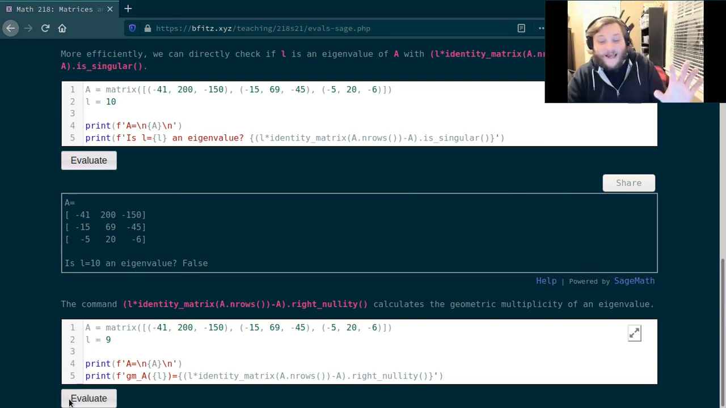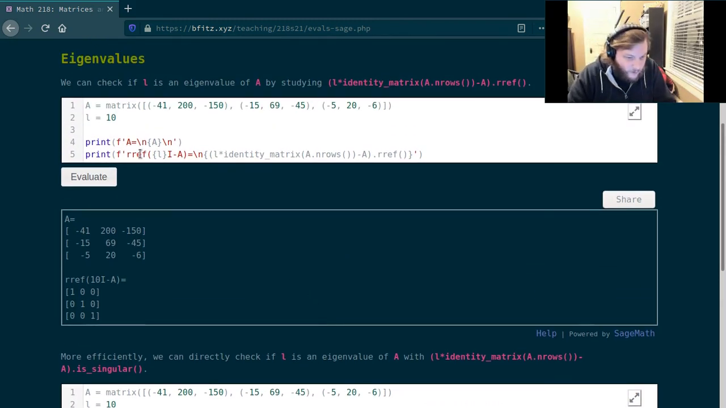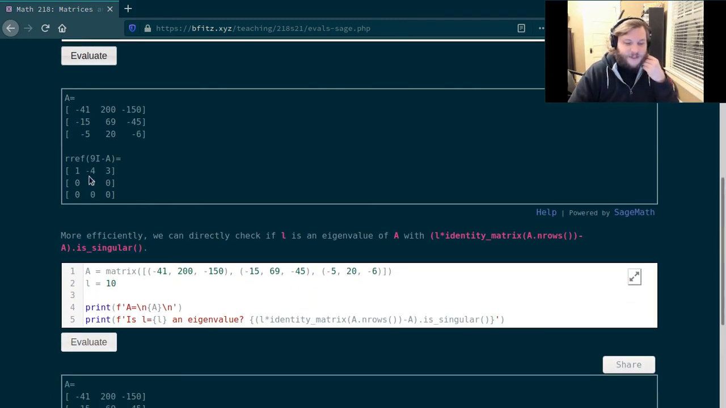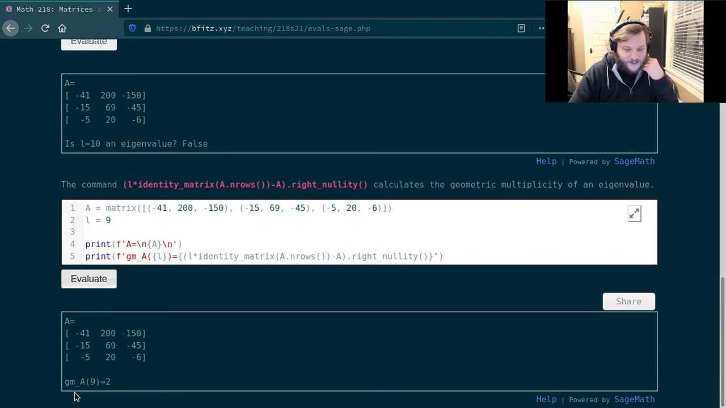So I have my same example predefined in here, and if we scroll up and remind ourselves what happened in the original example when we checked whether or not L equals 9 was an eigenvalue, we found that the characteristic matrix was 3 by 3 with rank 1, so the nullity was 2, which means the geometric multiplicity is 2. I can go down here and I have the same example predefined. If we click evaluate, it tells us that the geometric multiplicity of 9 as an eigenvalue equals 2. So that's a direct way to do it.